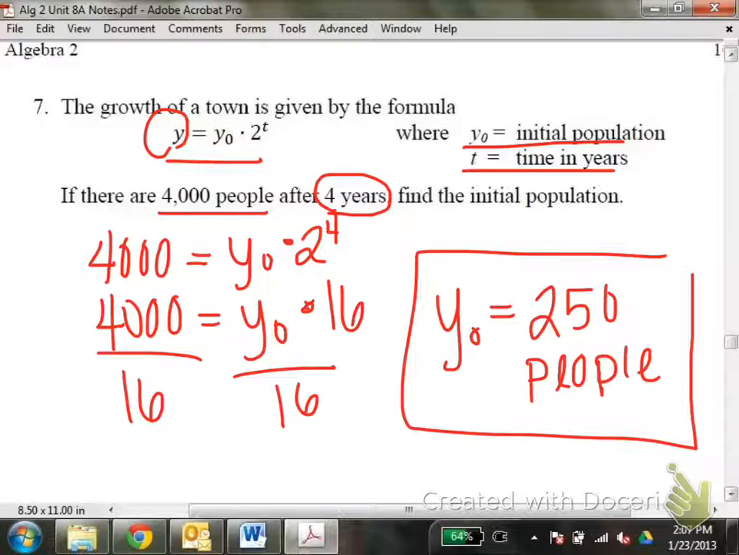So this is what it's saying. We started with 250 people. In 4 years, that 250 people grew to 4,000 people. That's population growth. Sometimes, a lot of times, they'll still give you the initial and the time, and you have to project how many people there will be. But I wanted to show you this one so you saw a question being asked in a different way. Okay? One more.